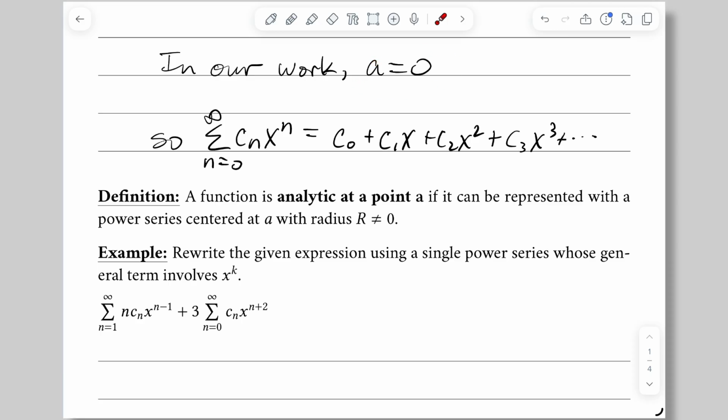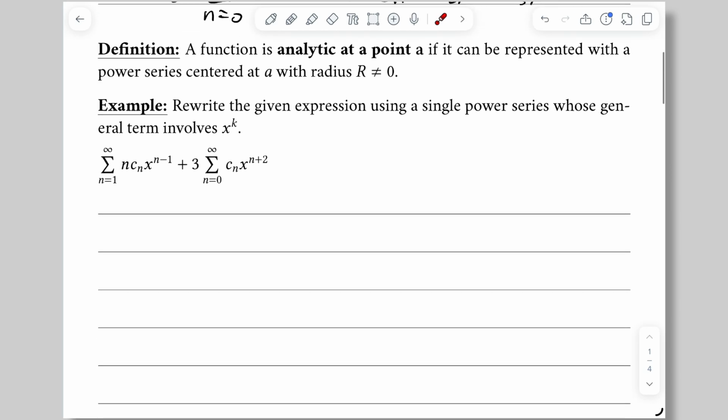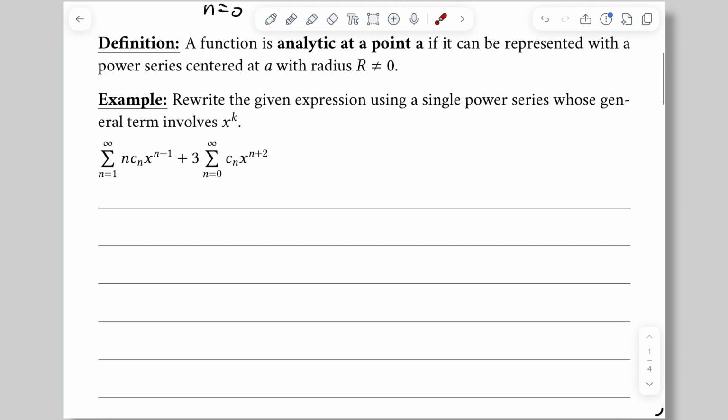The textbook we're working with does get into radius and interval of convergence for power series and some of the tests that you saw in second semester calculus. I'm going to bypass that because most of the work that we're going to do is with these types of sigma expressions. We have the sum as n goes from 1 to infinity of n c_n x to the n minus 1, plus 3 times the sum as n goes from 0 to infinity of c sub n x to the n plus 2.